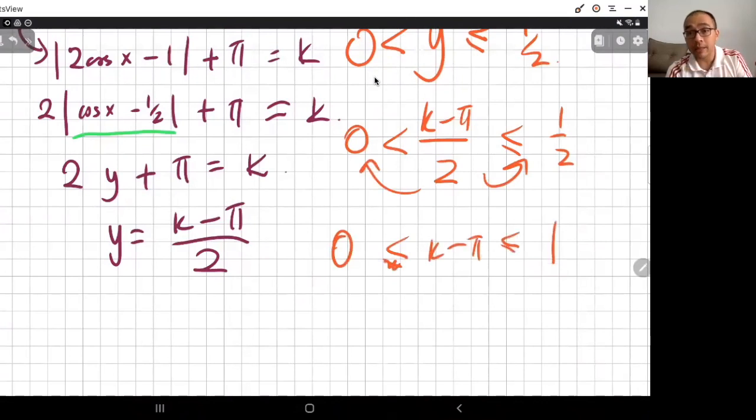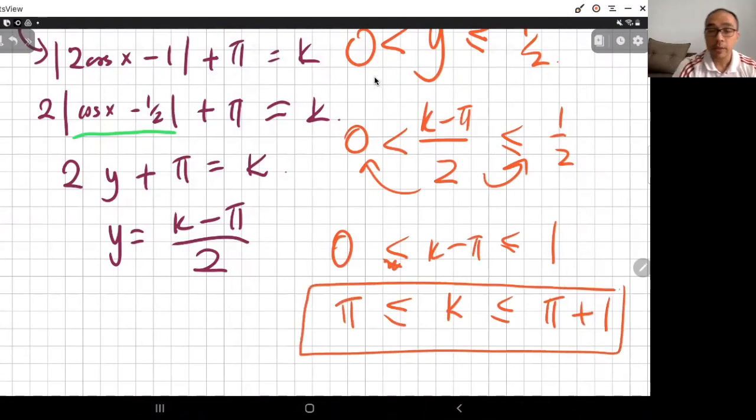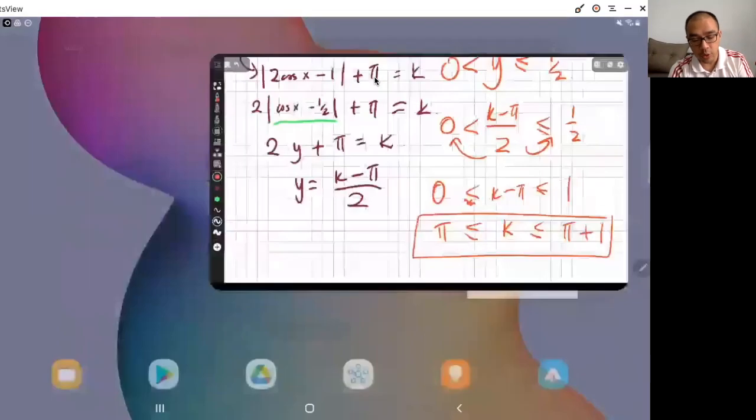Okay, then I move the pi across. So I get k is less than pi. Pi plus 1 is less than pi. And this will be the answer that I get. Okay, which is a different answer than the answer that I'm showing you now.